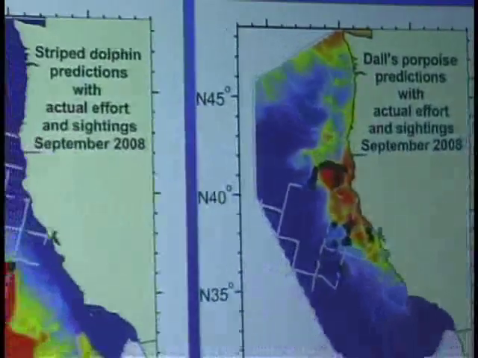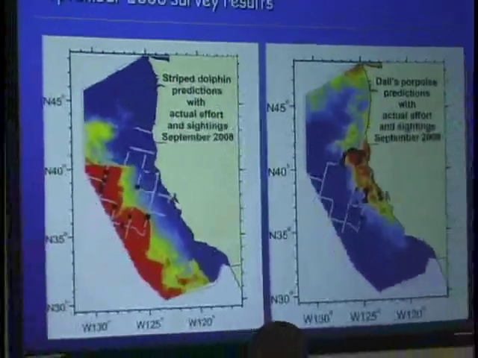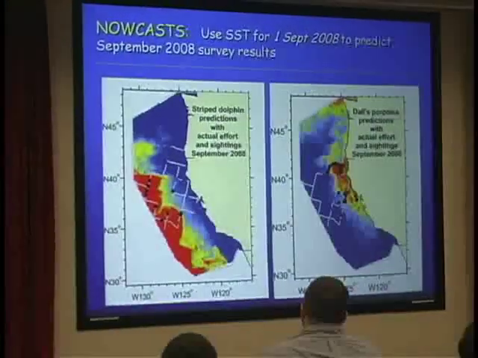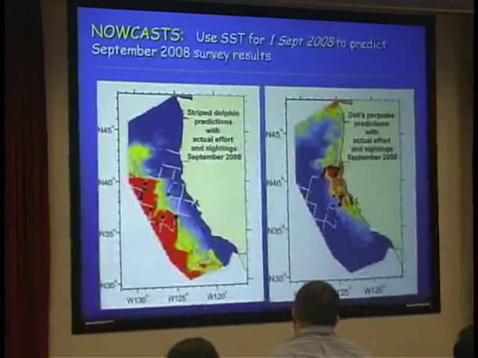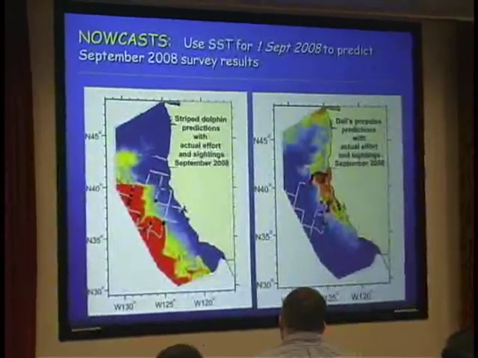So the nowcast, I'm just going to jump right into the results. This was a case where Elizabeth took the September 1st, 2008 sea surface temperature image, and that GRIST product that was just on the previous slide is a blended product that can deal with clouds. So it's a cloud-free product. For every location, we can actually get a sea surface temperature prediction.